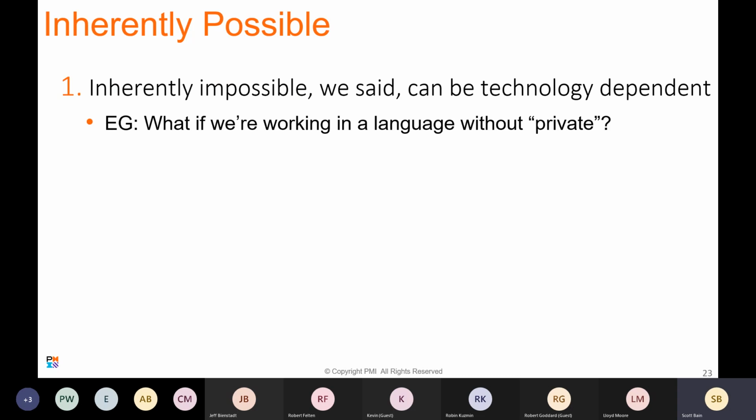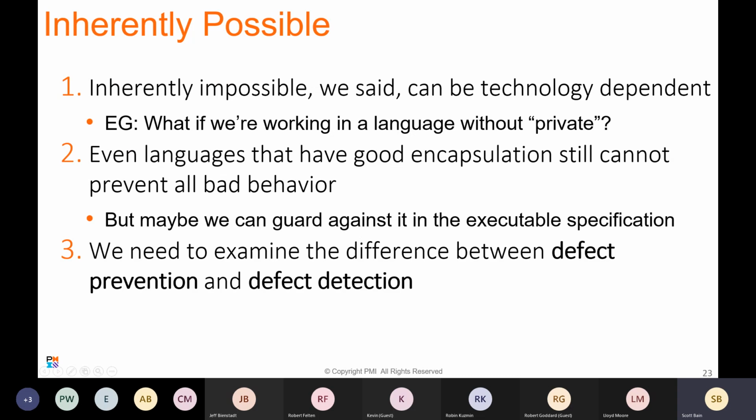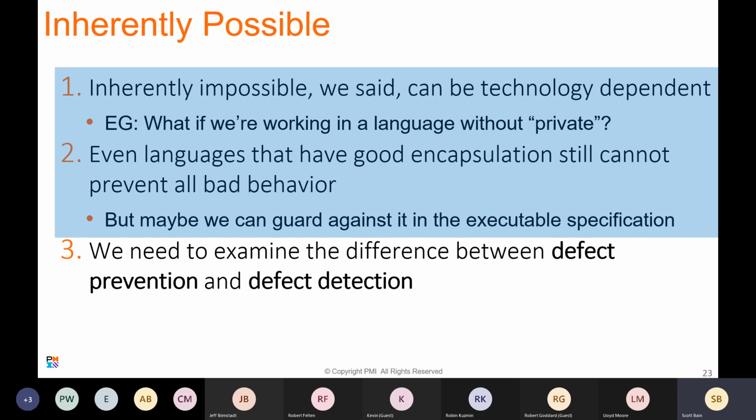When we talked about inherently impossible, we said that this can be dependent on the technology we use. JavaScript, for example, has no concept of a field being made private. And so in such a language, all fields are inherently possible to change. But even in a language that has these idioms, not every undesirable thing can be prevented. Some of them can be covered by automated tests, but some of them cannot. To make that clear, we'll need to discuss the distinction and the difference between defect detection and defect prevention. But let's start with the technology issues.